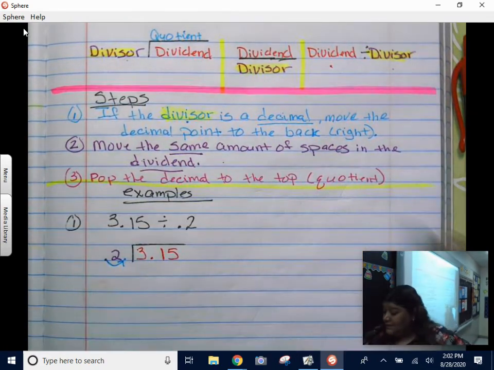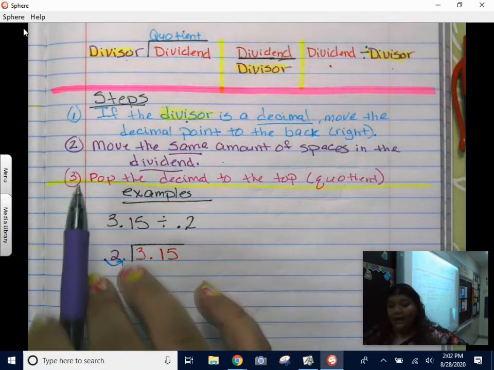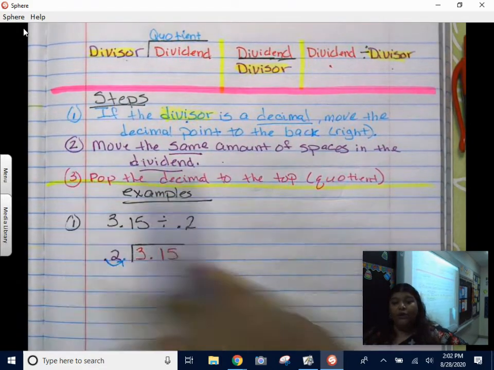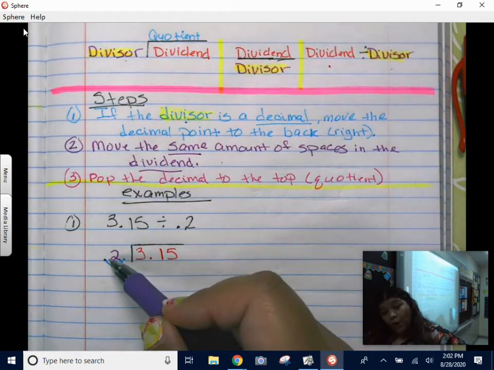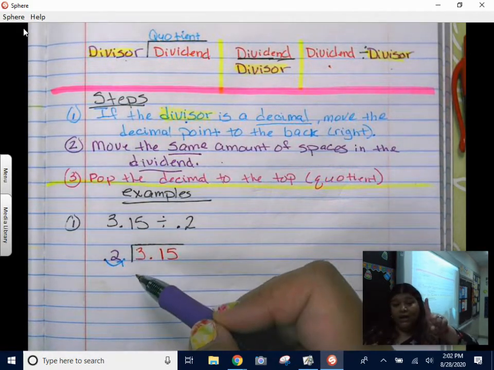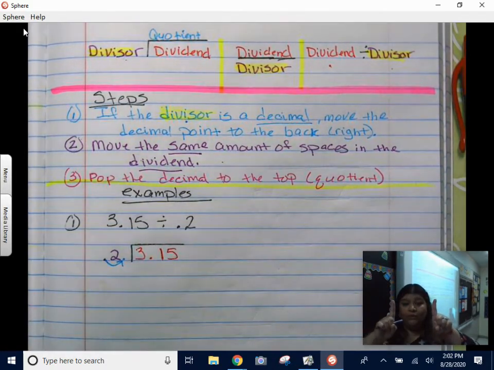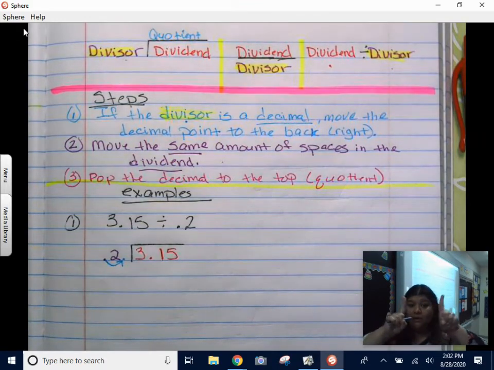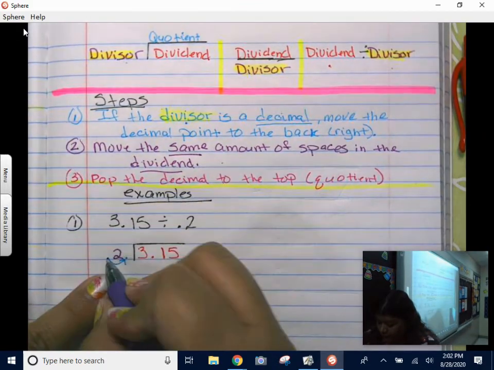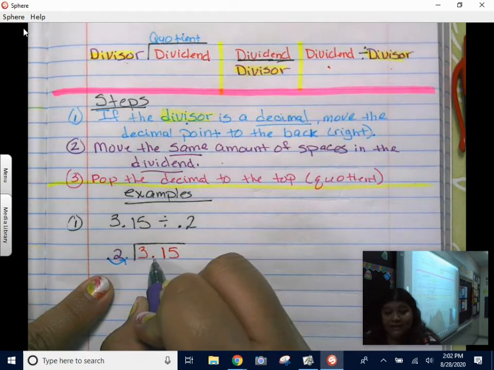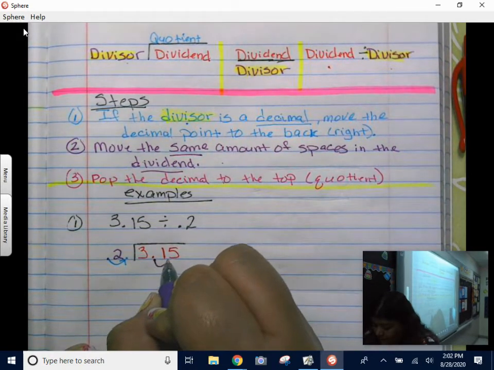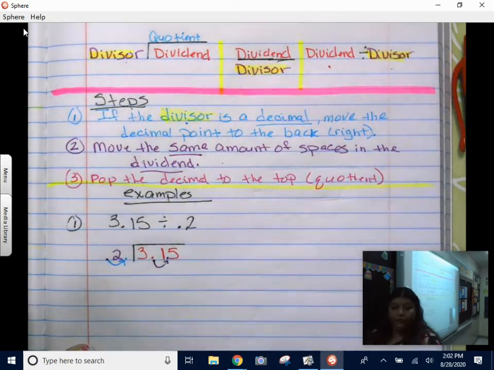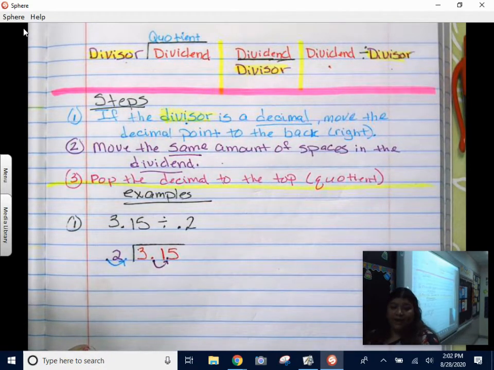Now, since I did that, I have to follow step 2. We're gonna move the same amount of spaces in the dividend. So since we only moved one place here, I'm gonna only move one place here. They have to match how many you're gonna move, okay? So I moved one here, which means I'm gonna take the decimal wherever it's at, okay? And move it one place value over, okay? That's step 2, all right?